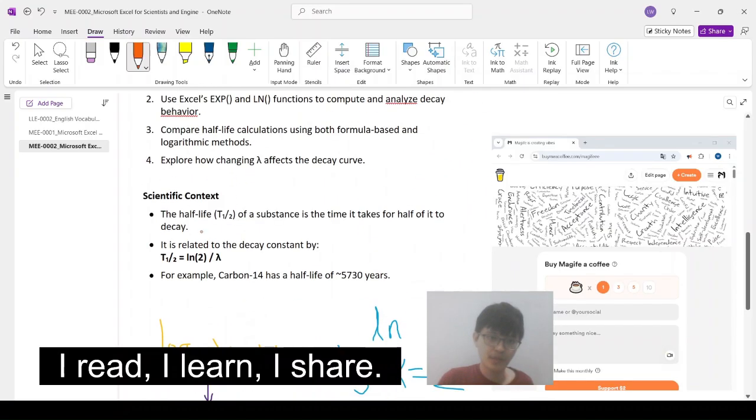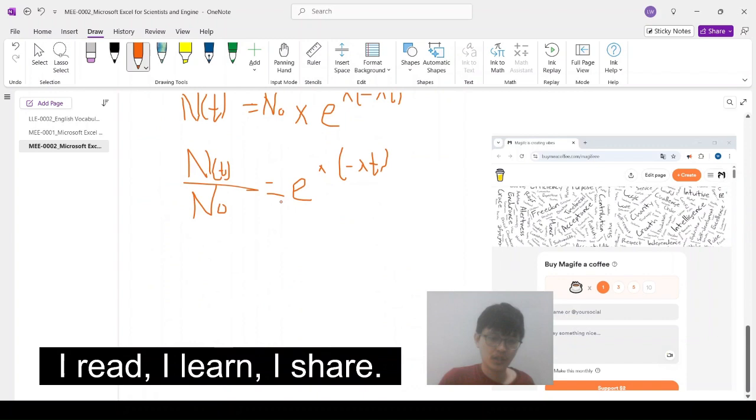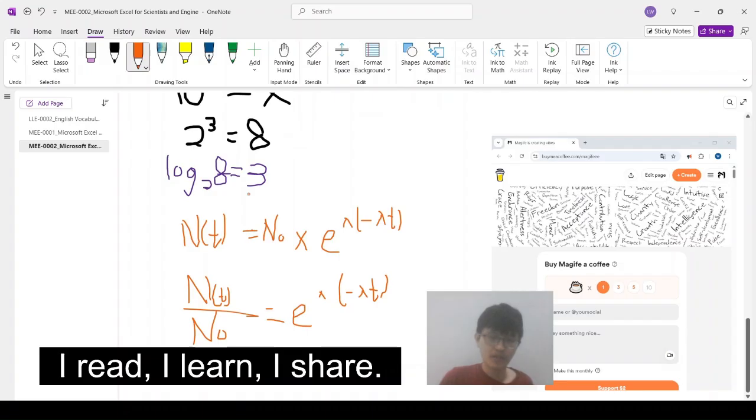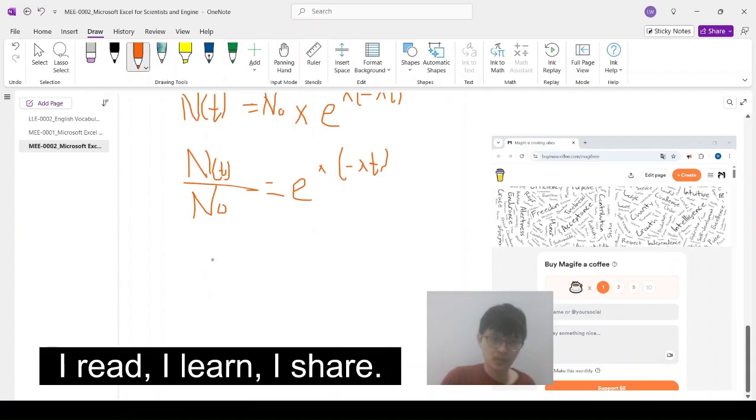So the half-life, we saw the definition: the half-life of a substance is the time it takes for half of it to decay. Let's say the original is 1. N(t) is calculated at the time when the substance has decreased to half of its original. So it is 1/2, and N0 we set as 1, so N(t) is 0.5, then equal to this e to the power of minus lambda t.